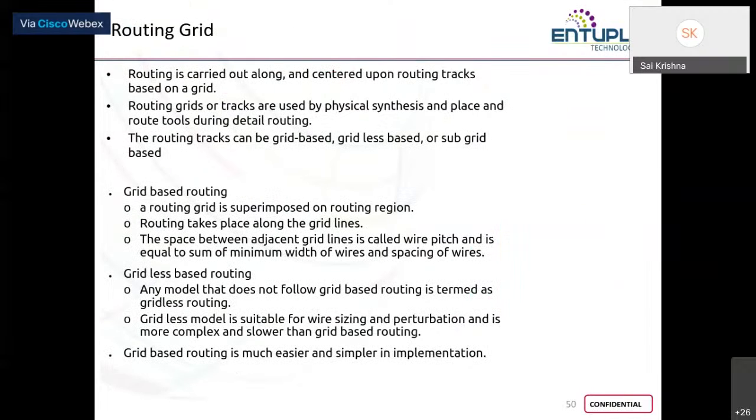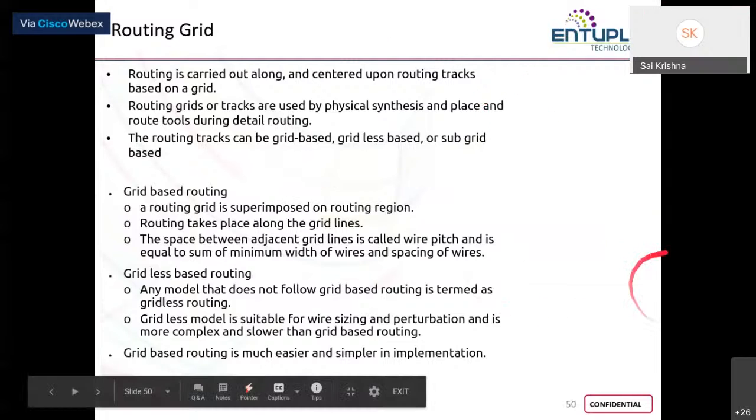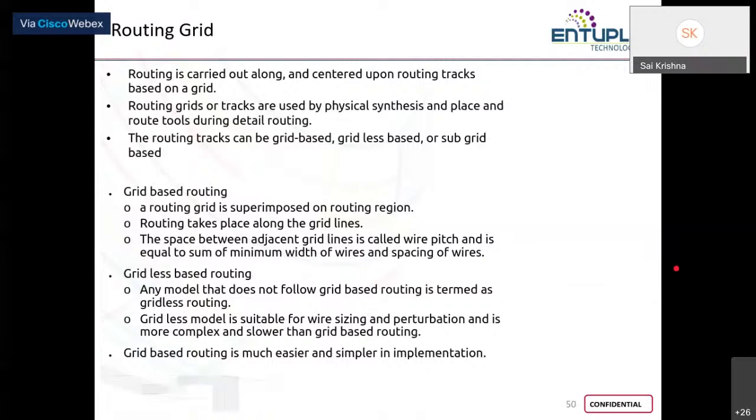So all of that calculation, all of that rule check, everything is done by your EDA tools, fortunately. But it is important for you to understand how, based on your grid, this routing is happening. Actually, there is grid-based routing and gridless routing.